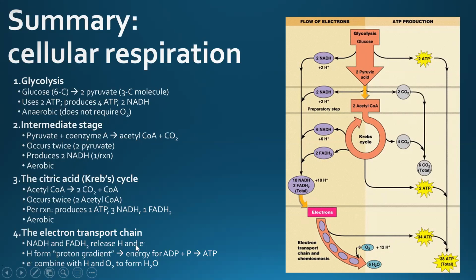And third, the citric acid cycle. Remember, you're producing those electron carriers. I mean, you're not producing electrons, you're producing high energy electrons, and electron carriers are going to be there to accept them. And you're producing a little bit of ATP. And then finally, the electron transport chain, we are taking everything and we are exchanging it for ATP.